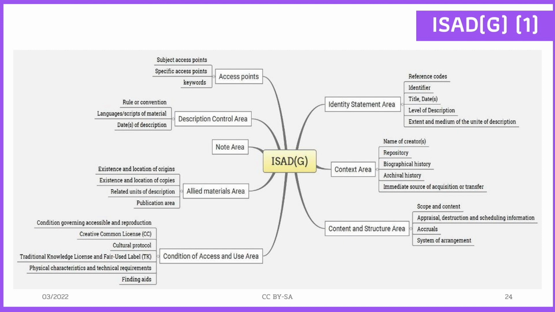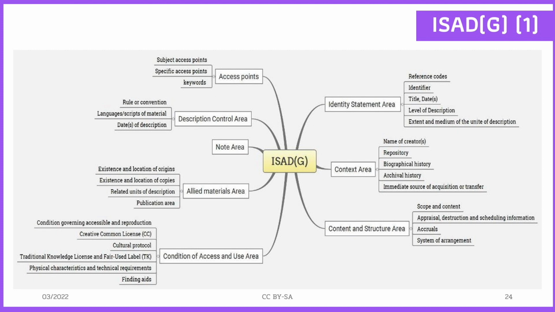When the tiles have been divided, each ISAD layer is described repeatedly according to the data structure that appears in this mind map. There are 8 core elements, each of which has sub-elements. For example, the core element identity statement area.